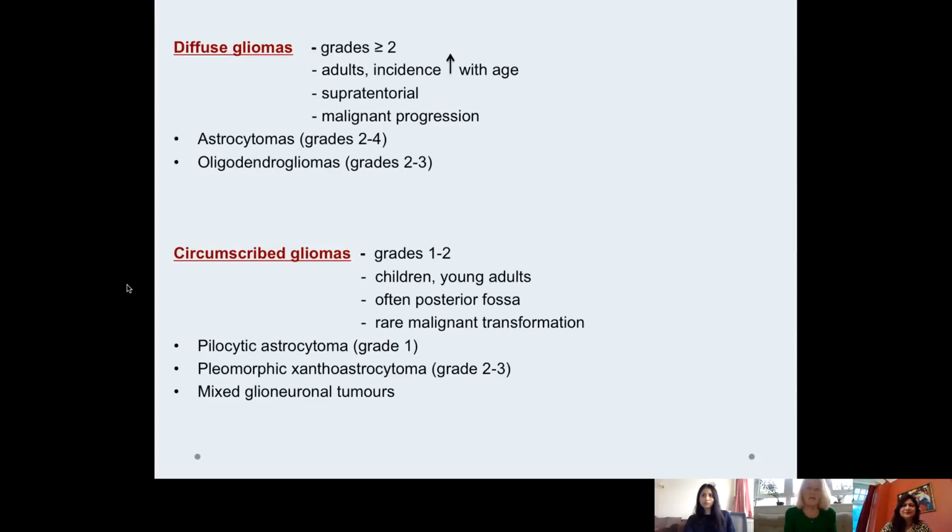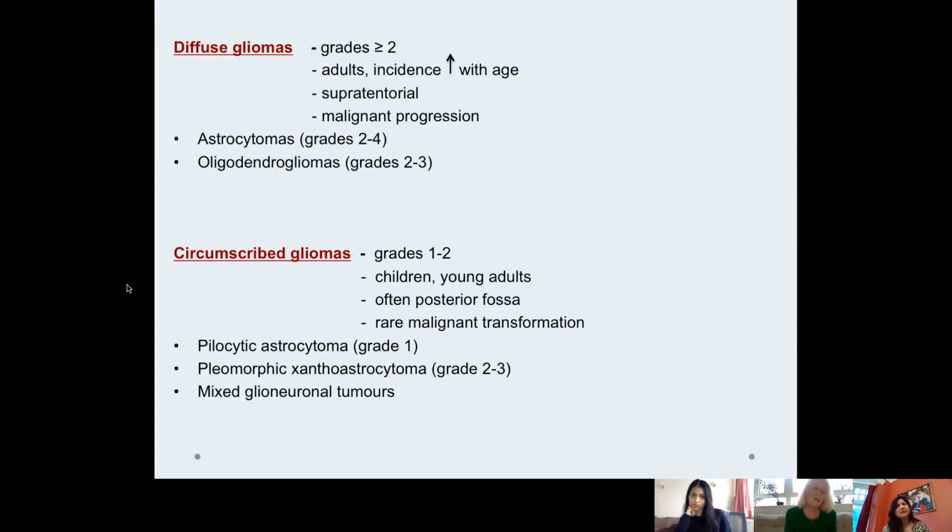Although this often seems very complicated, the diagnosis of most glial tumors can actually be solved in an easy way, keeping in mind a few simple concepts. The first and most important one is that gliomas can be divided into two main groups, and these are the diffuse gliomas and the circumscribed gliomas.